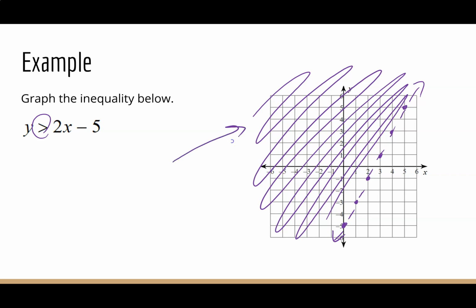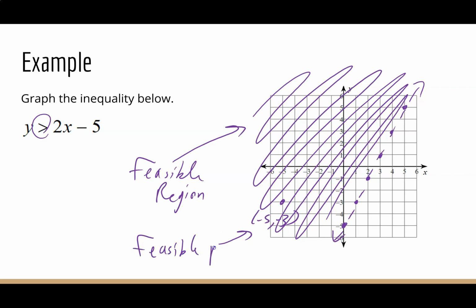The shaded area is called the feasible region. Every single point in there, so let's say I have the point -5, -3, that would be called a feasible point. Feasible just means it works. Okay, so really no more challenging or complex than graphing a straight line.